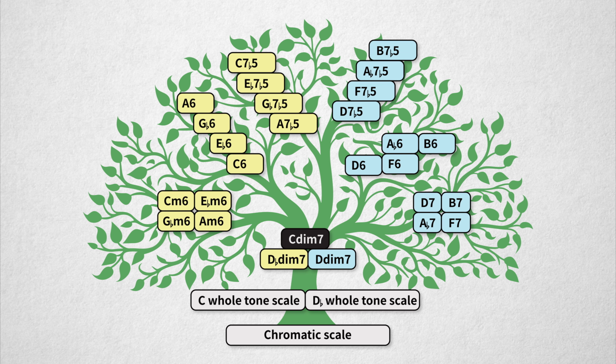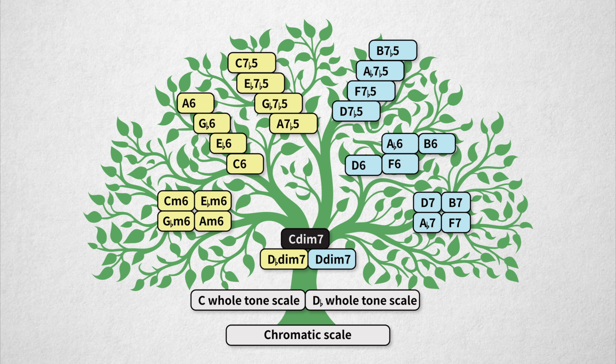All these chords can be combined by using the diminished ancestor chord to connect them. So here you see the family tree. The oldest ancestor is the chromatic scale, and that one produces 2 whole tone scales. And the 2 whole tone scales produce 3 diminished 7 chords.